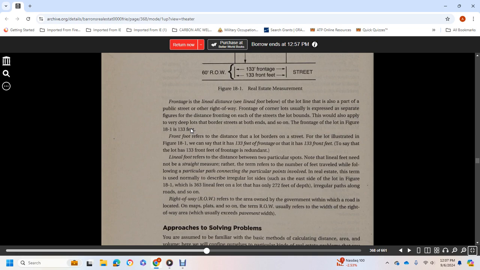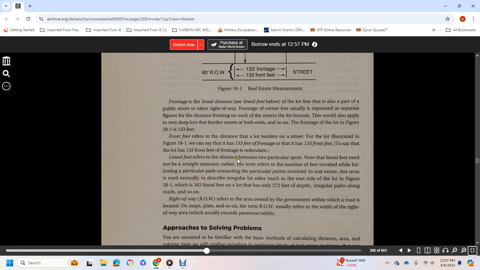Front foot refers to the distance of the lot that borders on the street. Illustrated with Figure 18.1, we can say it has 133 feet of frontage, or it has 133 front feet. To say that a lot has 133 front feet of frontage is redundant.